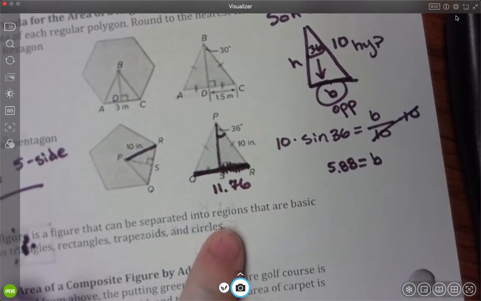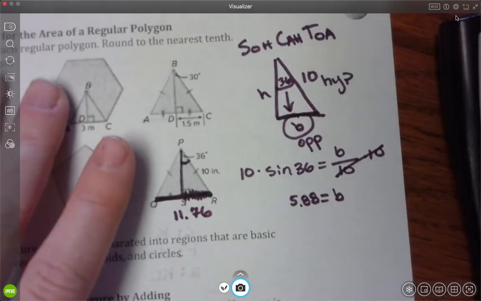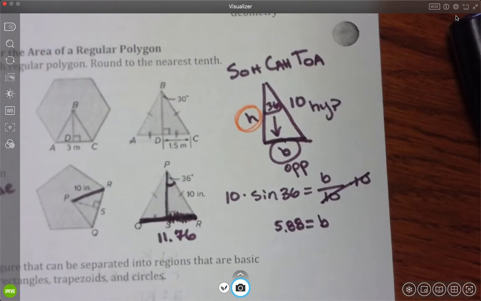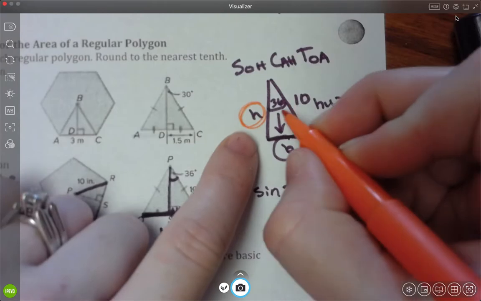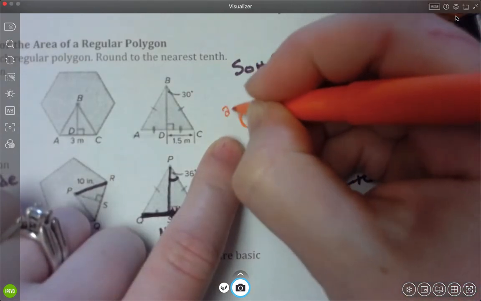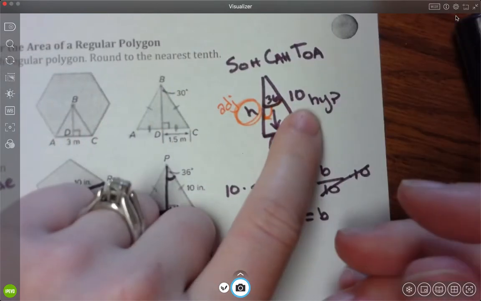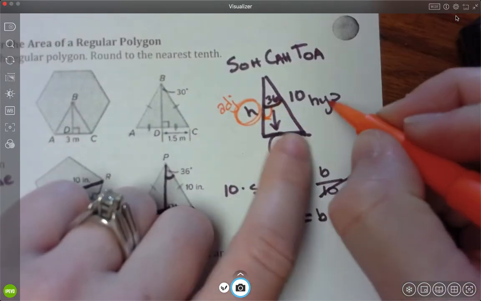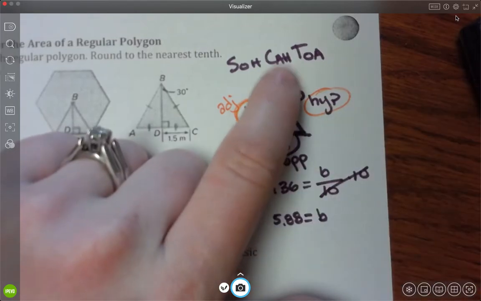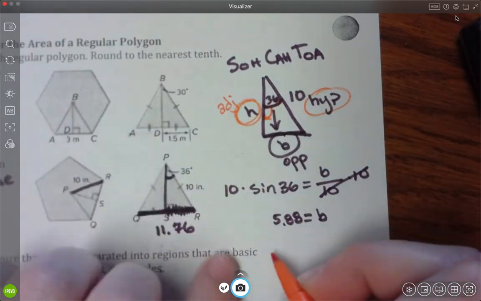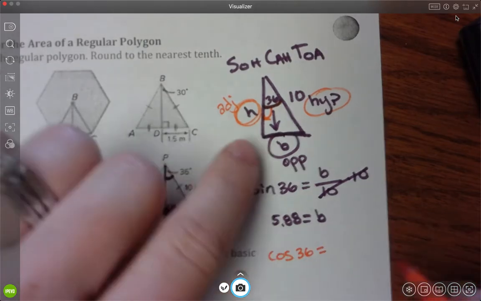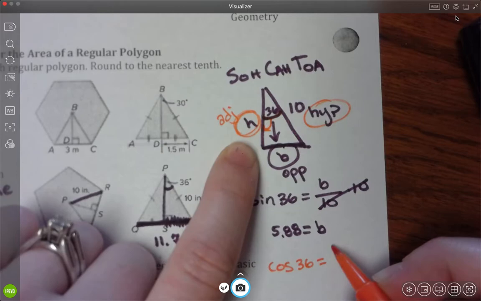Now I'm going to do the same thing again. I'll use a different color to find the height here. So I'm going to use some trig function to find height. If I'm using 36 here, height is going to be the adjacent side, and I still want to use 10, which is the hypotenuse. So adjacent and hypotenuse, that's going to involve cosine. So I have cosine of 36 degrees equals the adjacent side h over the hypotenuse 10.